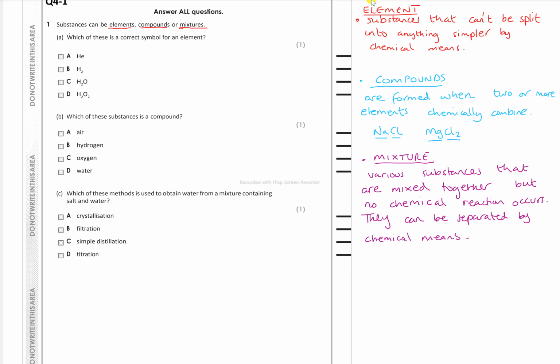Which of these is the correct symbol for an element? Right. That's a molecule. That's a compound. That's a compound. So the only one is there.